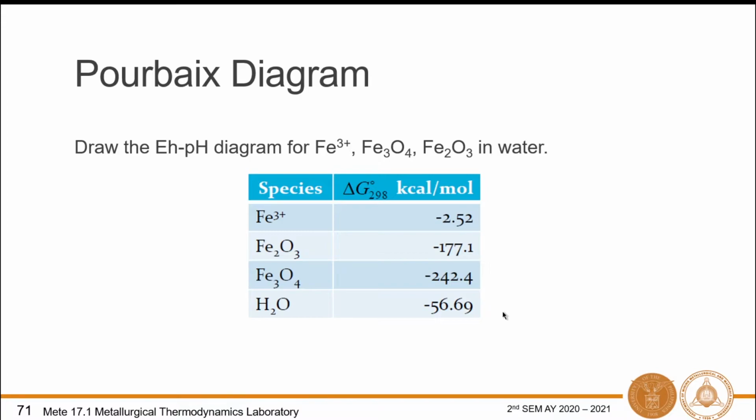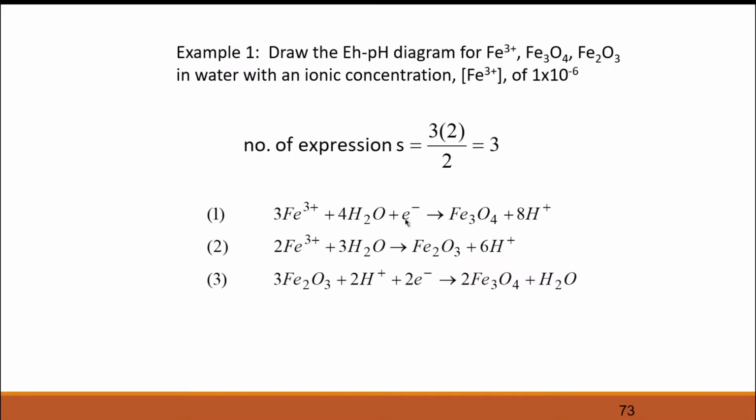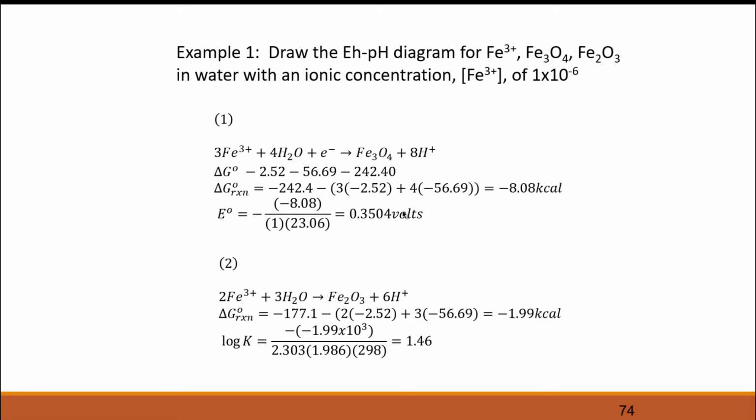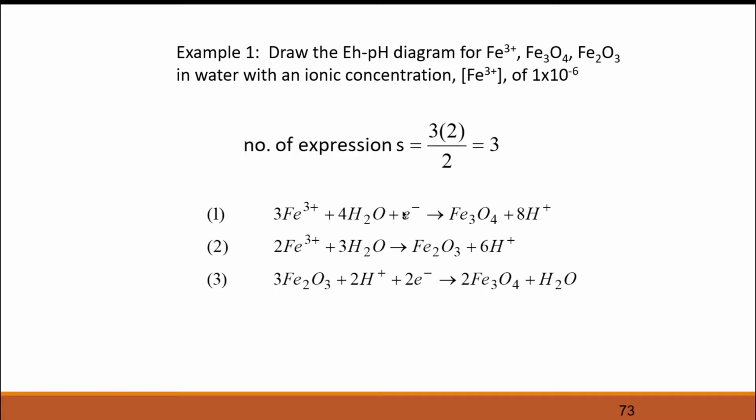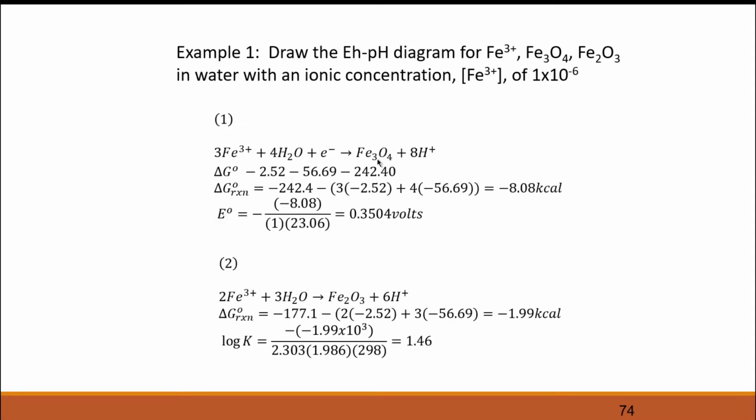So next, we are given this, yung delta G ng different species. Then from the delta G, we can now compute for the E naught values for the different reactions, and we will use those E naught values to solve for the Nernst equation, no? Okay, so the first one, let's evaluate this, the first reaction natin, no?